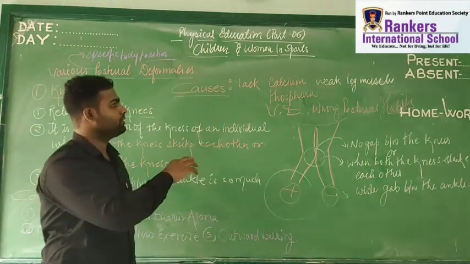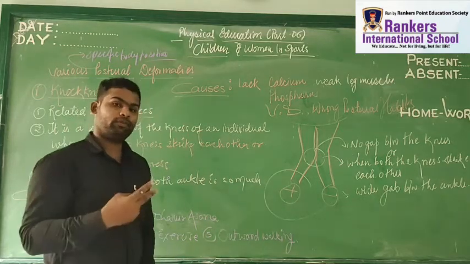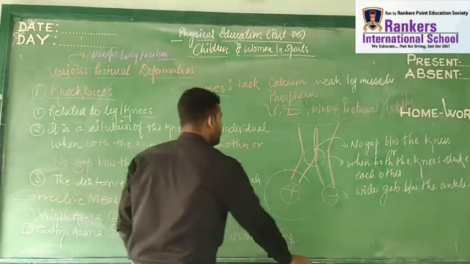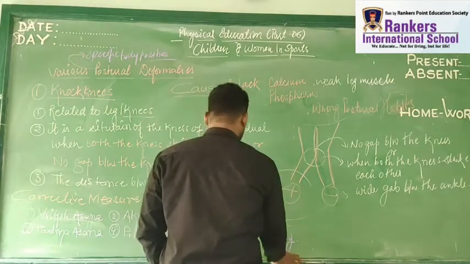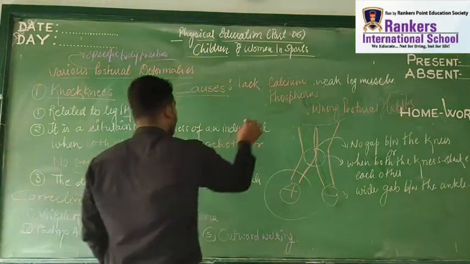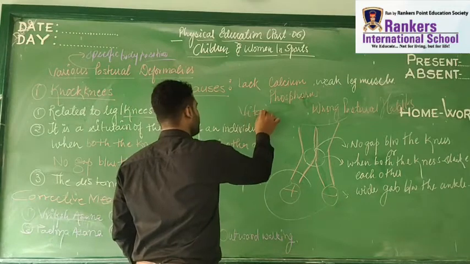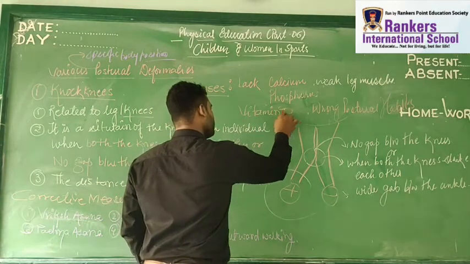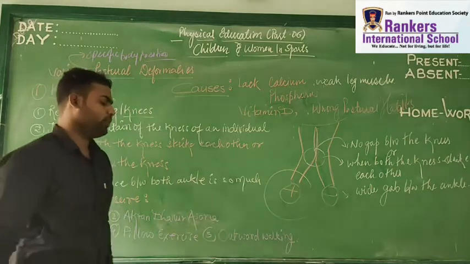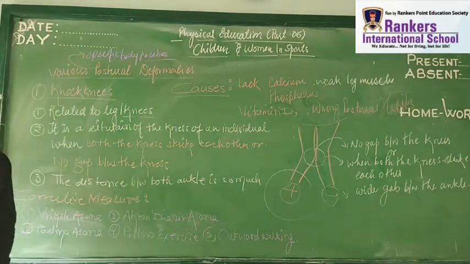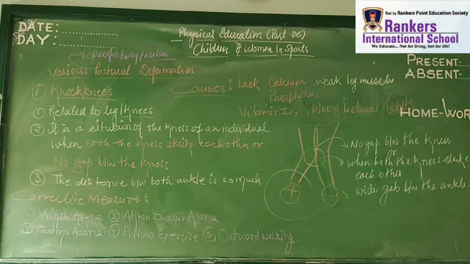So what are the causes of this deformity? The lack of calcium, lack of phosphorus, lack of vitamin D. Let me write it again. Lack of vitamin D. And so many job opportunities also lead to this problem. I hope you got this cluster. This is basically what I want to tell you about postural deformities, that is the knock knee. So here we understand that knock knee is a problem which is associated with the knees.